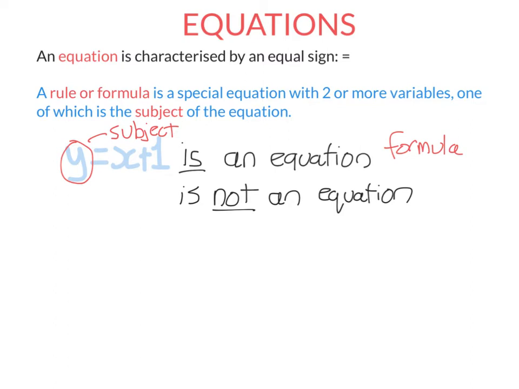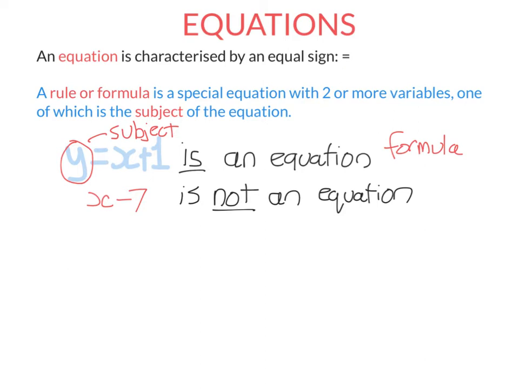So if I have something like just x minus 7, that is not an equation. There is no equal sign. Remember, we call this an expression. It's an expression with two terms. X is a term, minus 7 is a term. So this one can't be a formula because a formula is a type of equation.